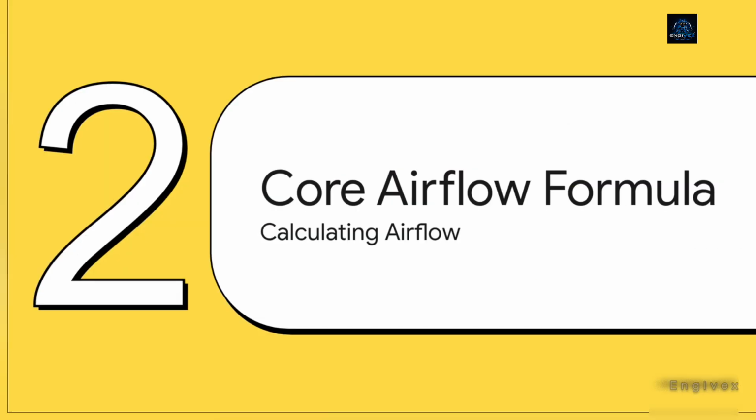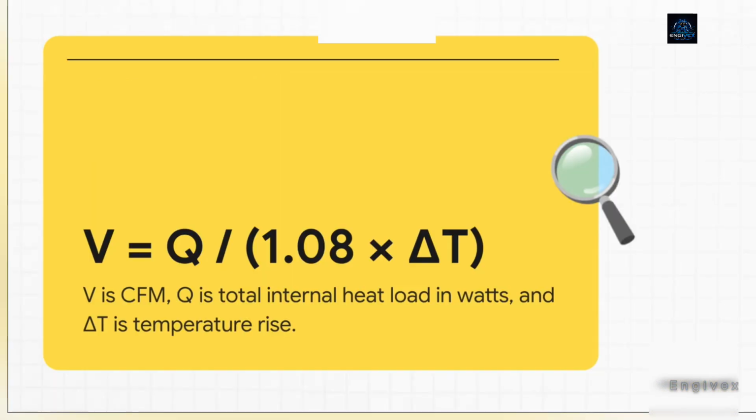Moving on to part 2, the core airflow formula. So how do we actually figure out what we need? It comes down to a fundamental thermodynamics formula that uses the heat transfer rate to tell us exactly how much volumetric airflow is required. V equals Q divided by 1.08 times delta T. Let's break that down. V is your target cubic feet per minute, or CFM. Q is your total internal heat load in watts, and you get that by simply adding up the power dissipation of every single component inside your box.